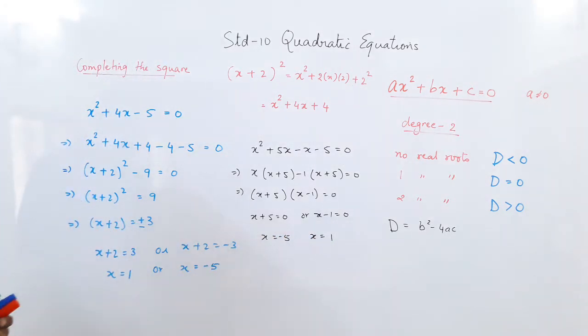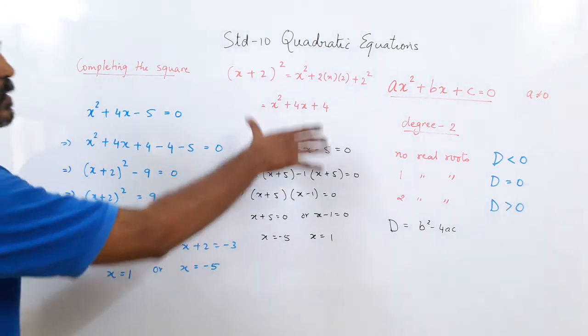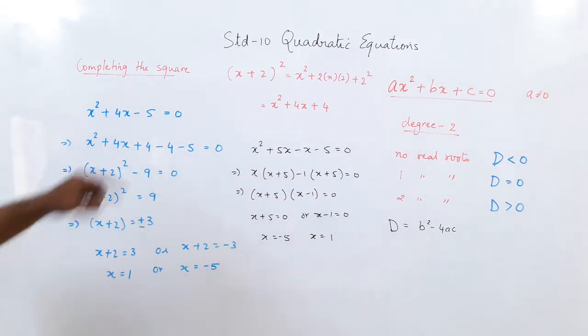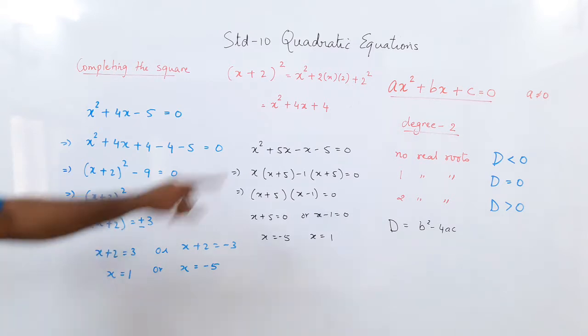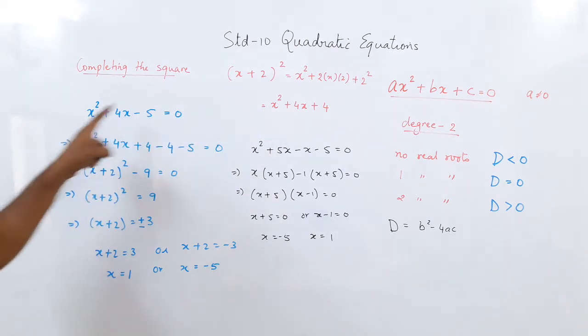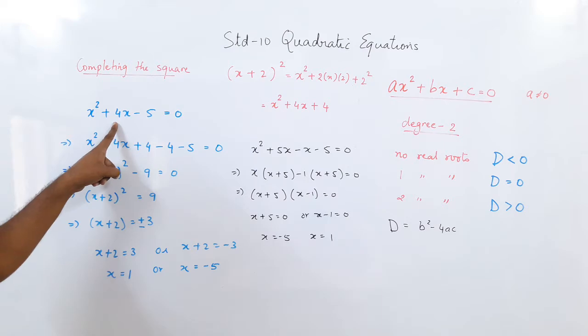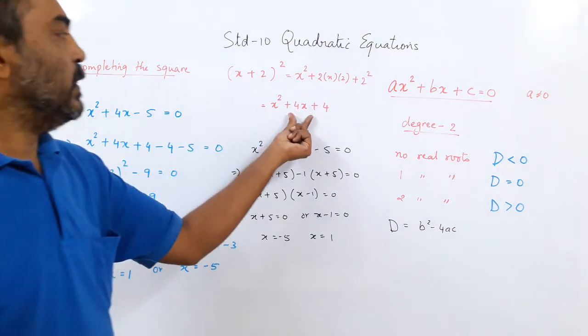Are we getting the same answers? This I did by splitting the middle term. Here I used completing the square. So what you can see here: first term was there, second term, the middle term. So this is the first term, middle term, the last term.